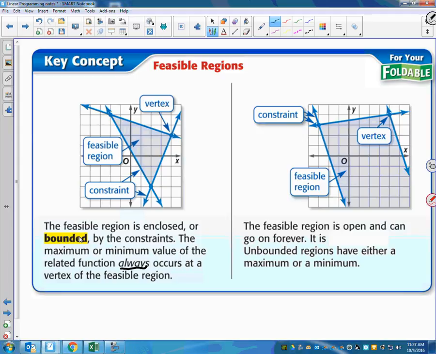So the reason that we did that yesterday is because today you're going to be able to do this, and then if you take these 3 vertices and you plug them into this equation, you can figure out what is the maximum or the minimum of that equation.